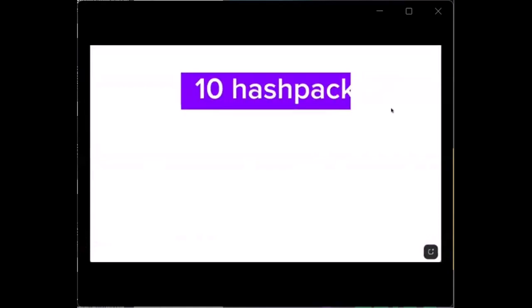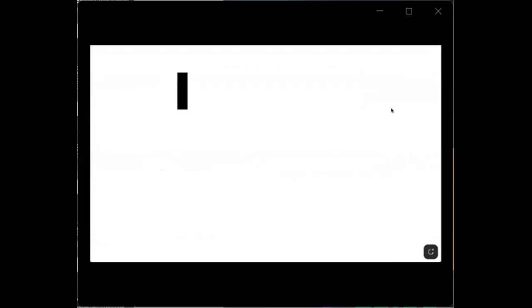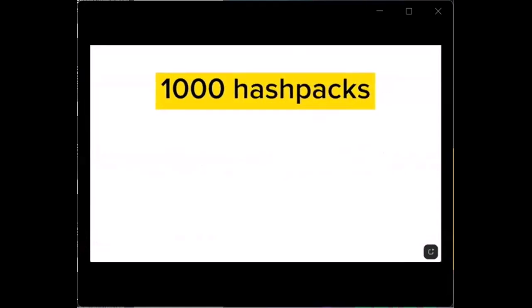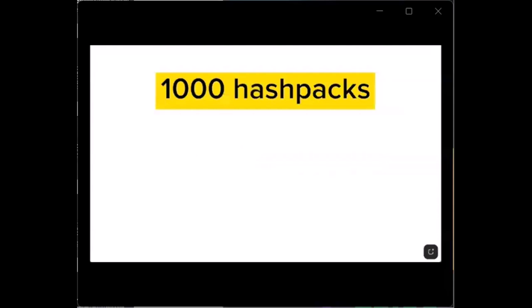This is credited instantly, depending on the number of hashtags your referral purchases. For example, if your referral buys 10 hashtags, you earn 10 times $5, giving you a $50 commission. If they purchase 100 hashtags, that is 100 times $5, earning you a $500 commission. And if they purchase 1,000 hashtags, you will earn a whopping $5,000 commission. So the more hashtags your referrals purchase, the more you earn through these $5 influencer bonuses.